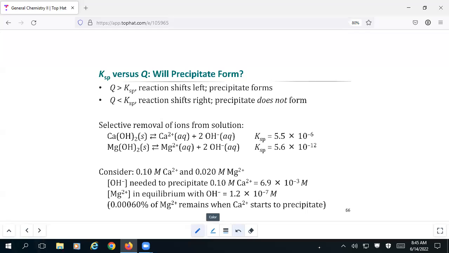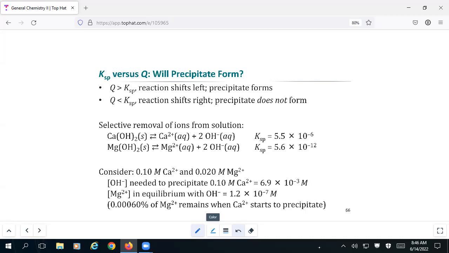Calculate where we are, compare it to the KSP. If the Q value is bigger, we know it's going to precipitate. That is over the saturation limit. And if Q is less than KSP, well, that actually means that we are under the saturation limit. Everything's going to dissolve. It is with this kind of framework that we can actually start to use to separate those ions from each other. This is called selective precipitation.